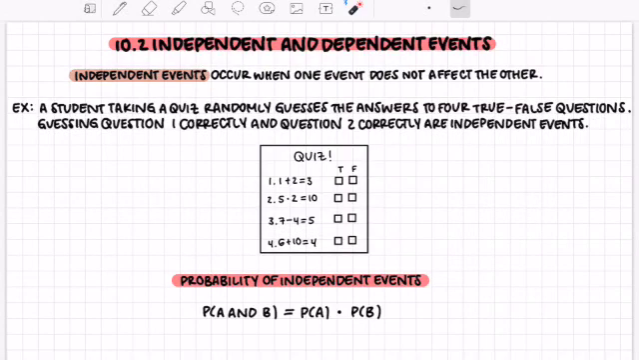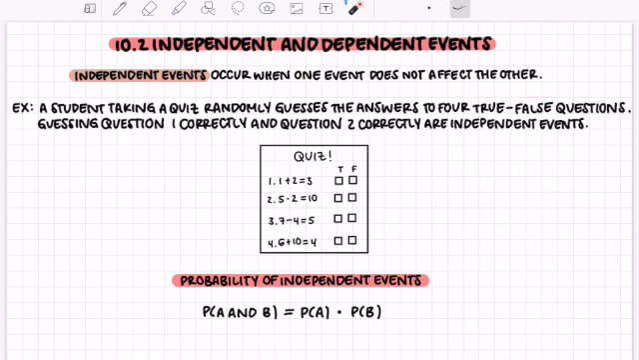Hi guys, so today we're going to be looking at Chapter 10, Section 2, Independent and Dependent Events. So let's check out what an independent event is. An independent event occurs when one event does not affect the other one.